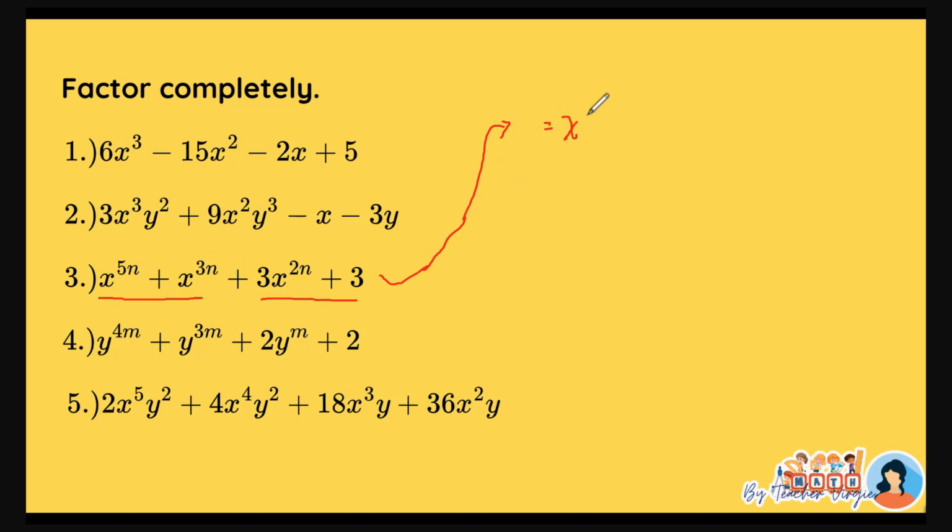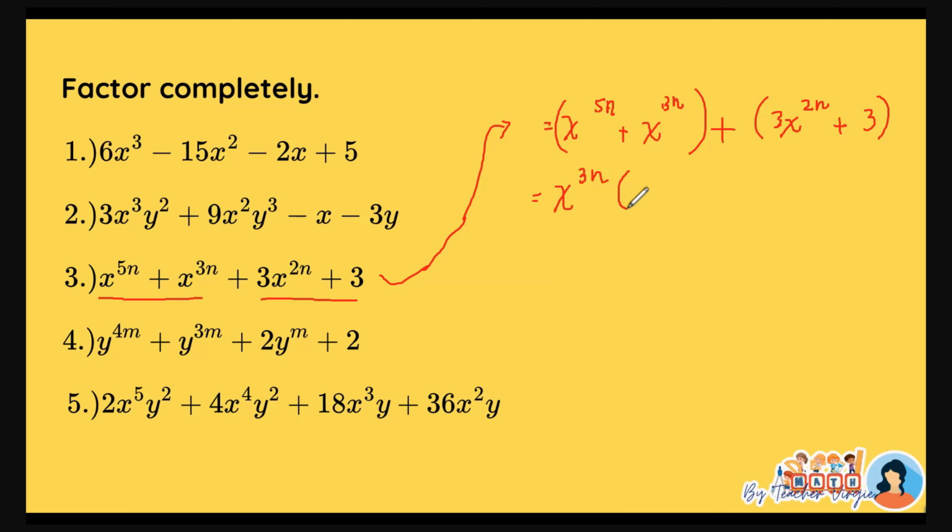Now let's group it. We have x to the 5th power n, let's rewrite, plus x to the 3n, plus 3x raised to 2n. This is 3 added by 3. So the GCF of x to the 5n plus x to the 3n, we can take out x raised to 3n.